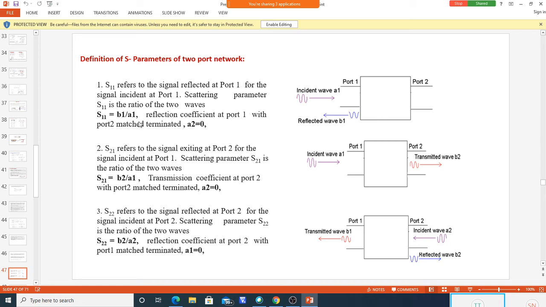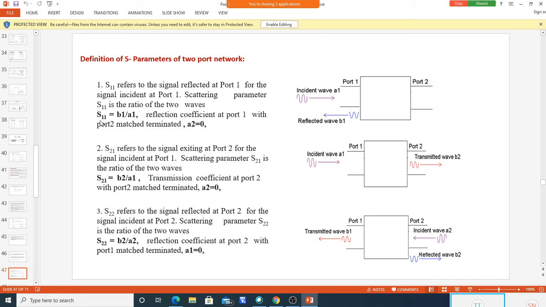It gives a ratio. For example, the network analyzer gives S11 equal to 1 with an angle of 180 degrees. That means B1 amplitude is equal to A1 amplitude, since the ratio is 1, and the angle is 180 degrees. That means B1 has a phase shift of 180 degrees with respect to A1. That is the meaning here.